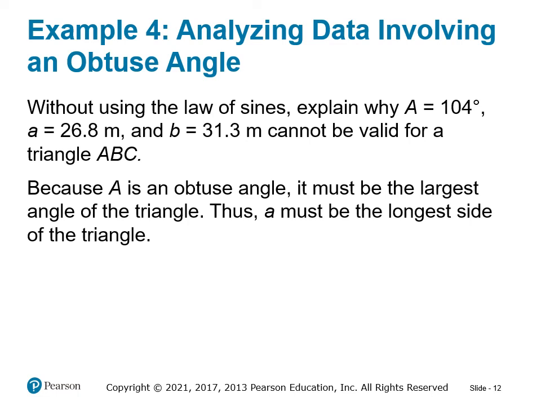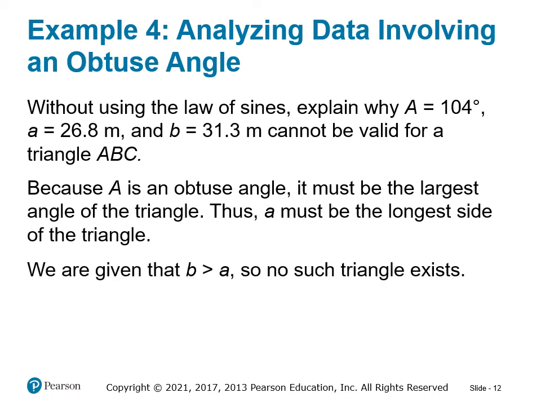Because A is the obtuse angle, it must be the largest. Thus side A, lowercase a, must be the longest side of the triangle. And we can see that we are given that b is greater than a, so this is not possible. Okay, this is a rather short lecture for 7.2, and hopefully this was pretty well explained, and you can do some of the problems to gain mastery in this ambiguous case.